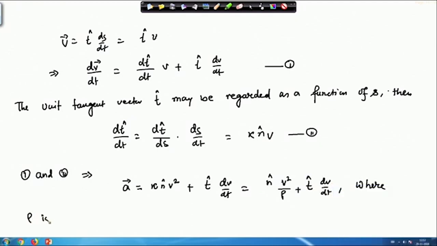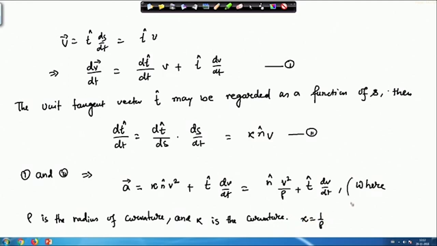where rho is the radius of curvature, and kappa is just the curvature. So, I have used kappa is equal to 1 by rho. So, this is basically v square by rho, where v is our speed and rho the radius of curvature, plus t cap times dv/dt, and this is our unit normal n.